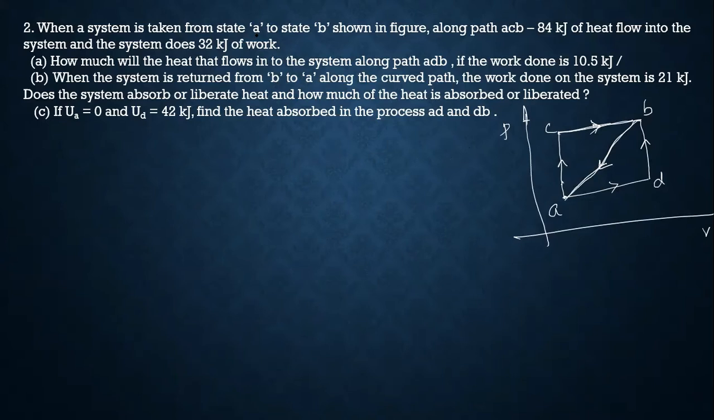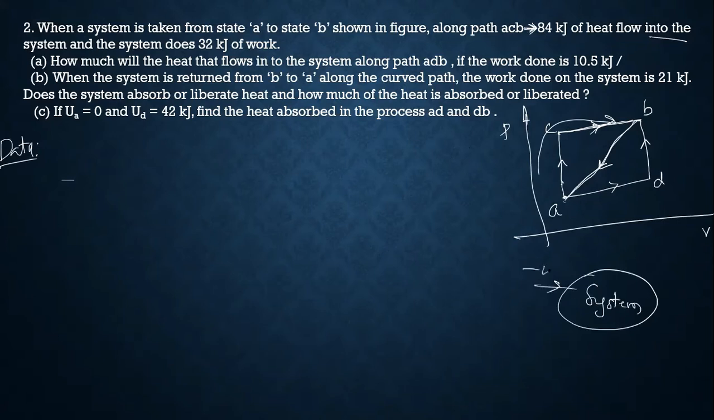Now, when a system is taken from state A to state B, it follows one path, ADB, and another, ACB. Along path ACB, 84 kilojoules of heat flow into the system. Let me write the data. 84 kilojoules of heat flow into the system. Into the system means heat is absorbed.